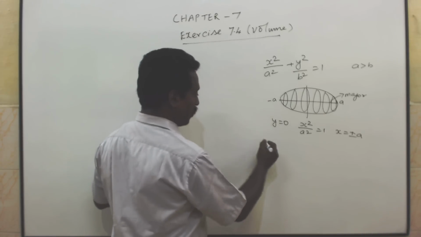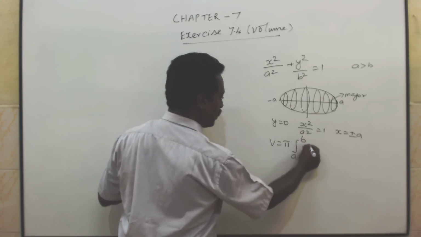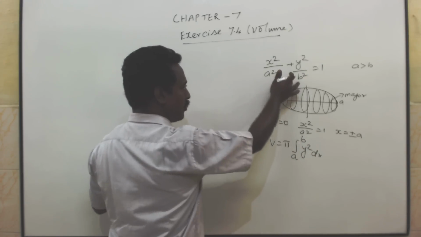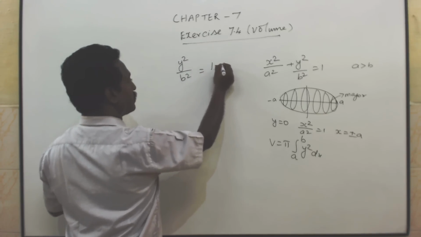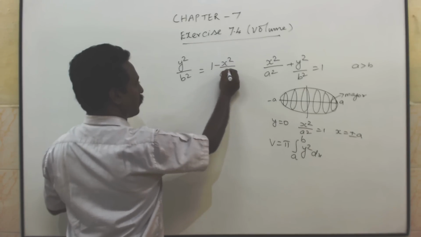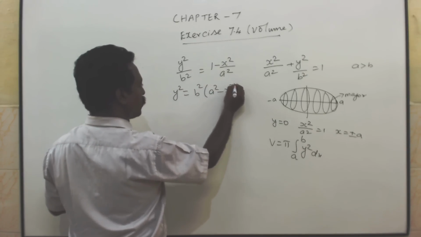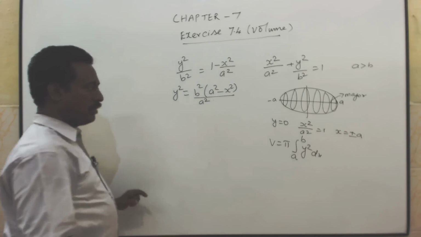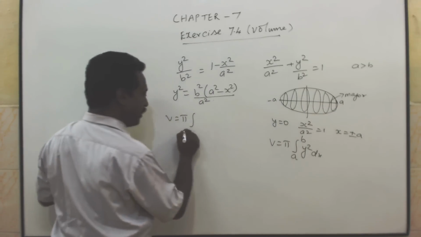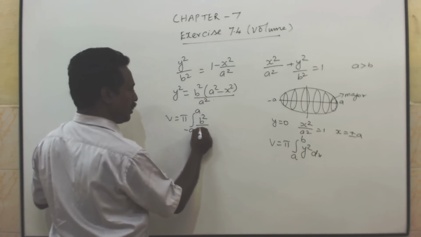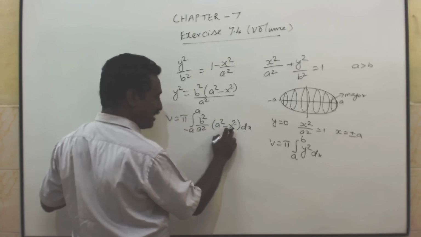About the major axis, the volume formula is pi integral a to b y square dx. From this you have to find out y square. Y square by b square equal to 1 minus x square by a square. Y square equal to b square into a square minus x square by a square. Now substitute: v equal to pi, limit minus a to plus a, b square by a square into a square minus x square dx. X square is an even function.